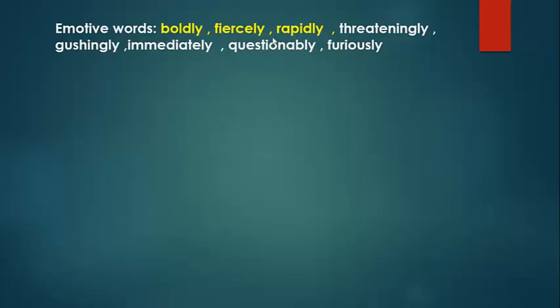Using these strong adverbs or strong adjectives that describe emotions, we name as emotive words, like boldly, which means brave, fiercely, strongly, rapidly, threateningly, gushingly, immediately, questionably, and furiously. So as I told you, don't say he replied, but better to say he replied questionably, meaning in doubt, or he replied furiously. Don't say he answered, but say threateningly. Or if somebody arrived, say he arrived immediately. Okay, I hope you understand this point. So try to use emotive words, words that share emotions.